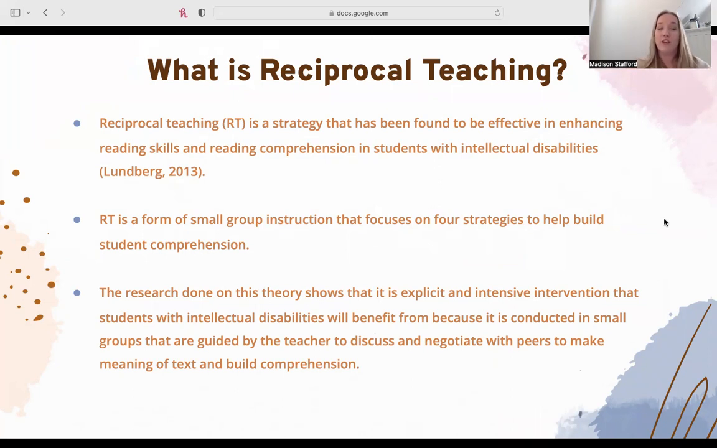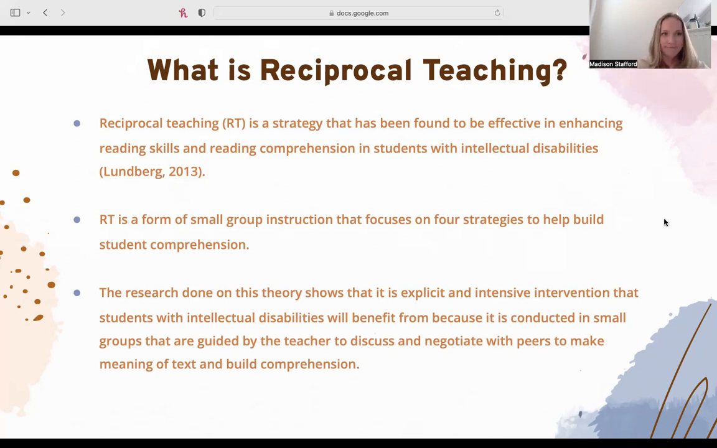These 4 strategies are summarizing, questioning, clarifying, and predicting. Students have the ability to read a book or a passage with their teacher and then have open discussions with their peers about what they have just read using those 4 strategies I just mentioned. RT provides a give and take between the students and their teacher, but ultimately the purpose is to understand the meaning of what they have just read.